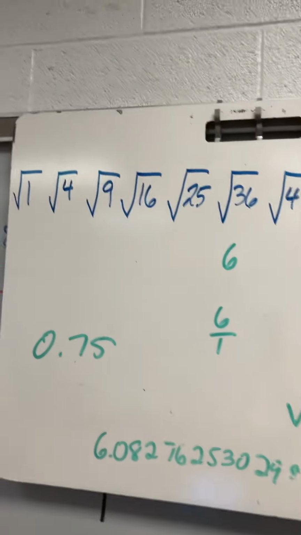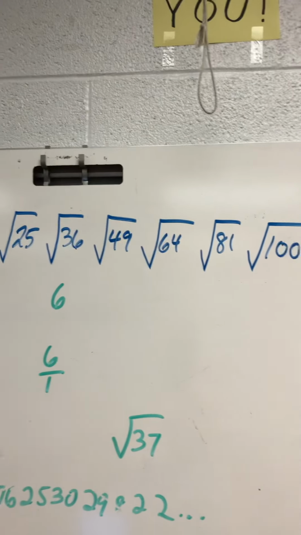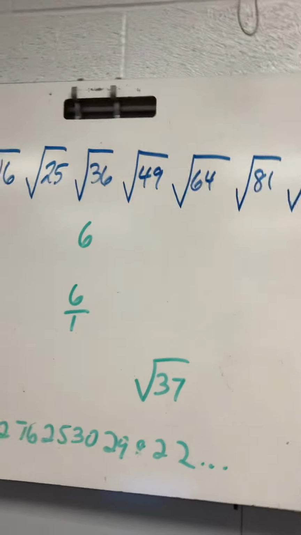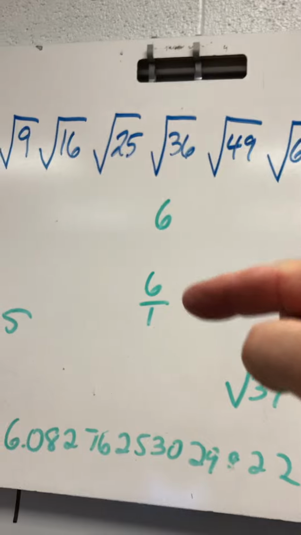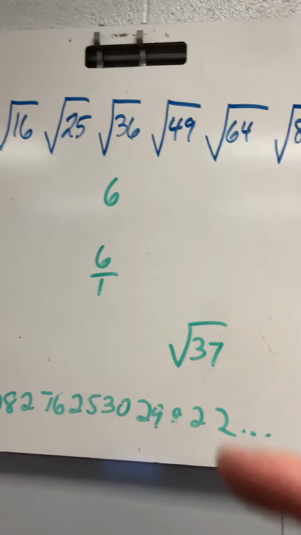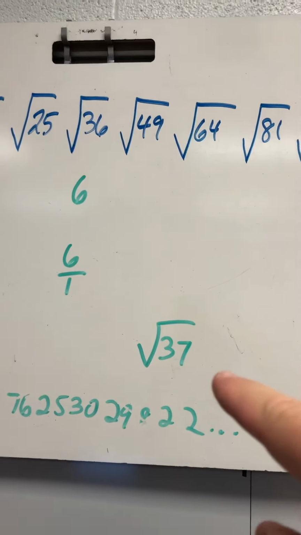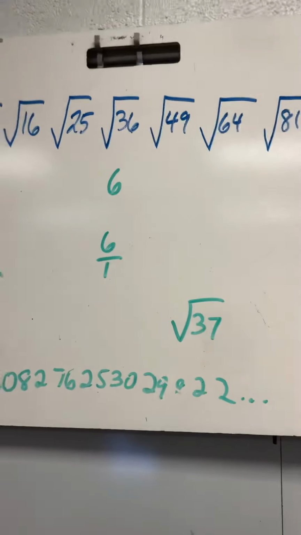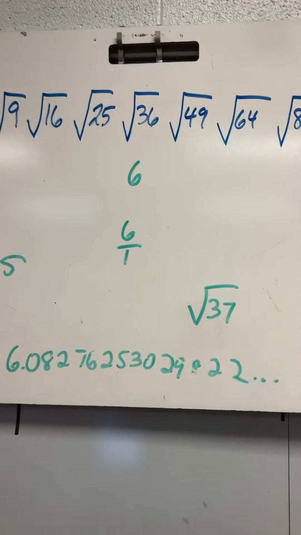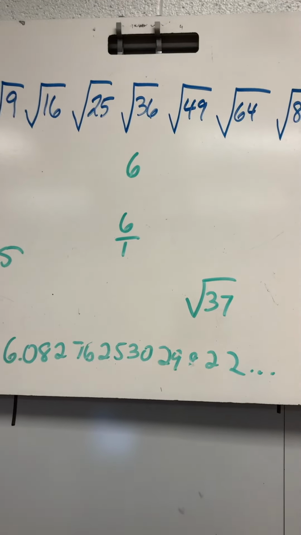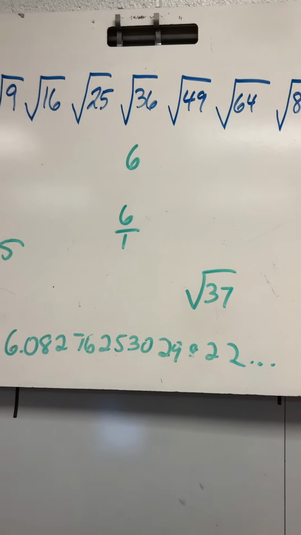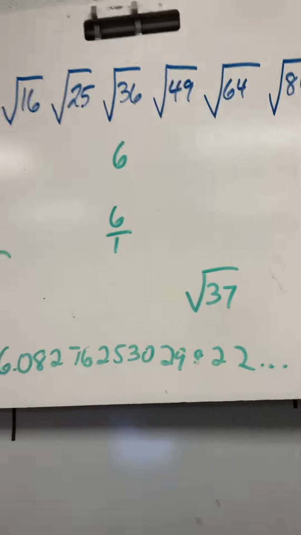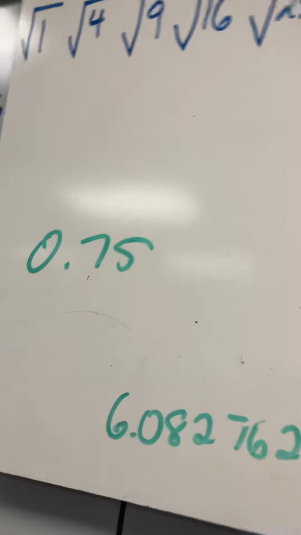So if it's a perfect square, it's going to be what's called rational because I can make that into one number over another. But any number that's not a perfect square and it's in a square root, that's going to be irrational because it's the square root of a non-perfect square. Okay? So here's what the Delta Math assignment looks like today.